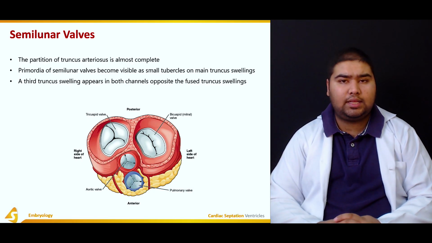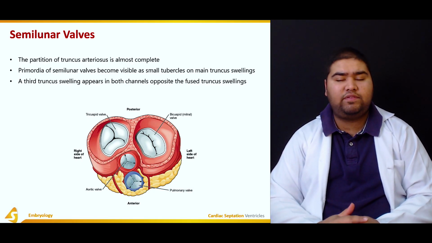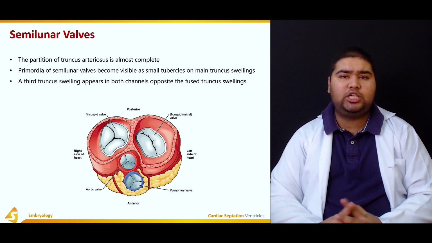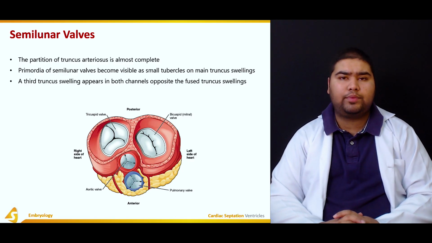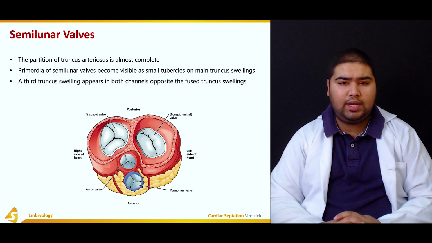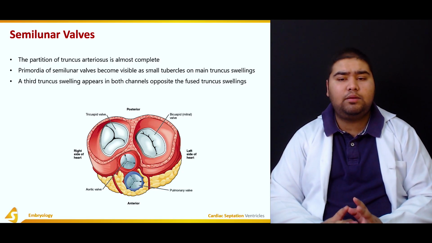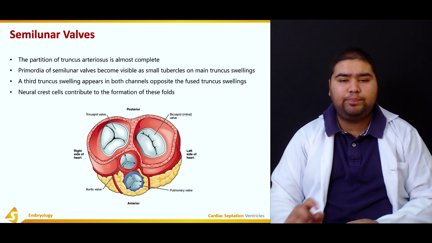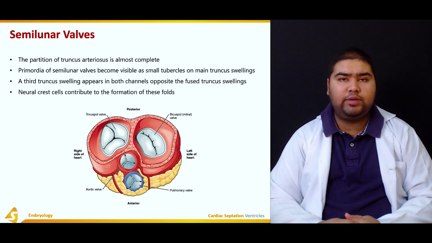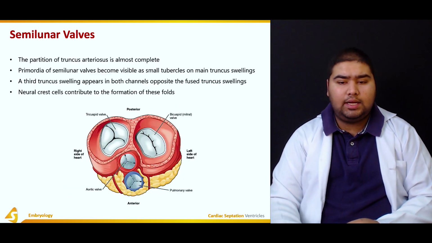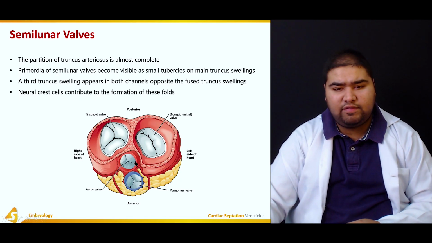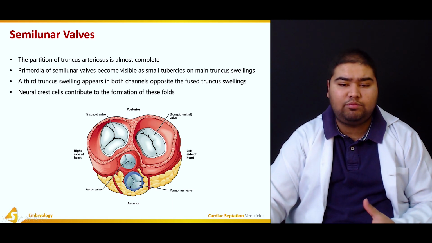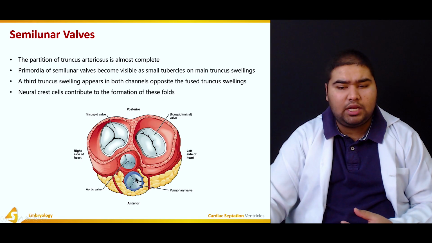A third truncal swelling then appears in both the channels, found opposite to the fused truncal swellings. So initially two truncal swellings appear, visible on the main truncal swellings. Then a third truncal swelling appears in both the channels, opposite to the fused truncal swellings. Neural crest cells also contribute to the formation of these folds. These are the adult semilunar valves. You can see they have three valvular structures, or three semilunar half moon-like structures, hence the name semilunar valves.